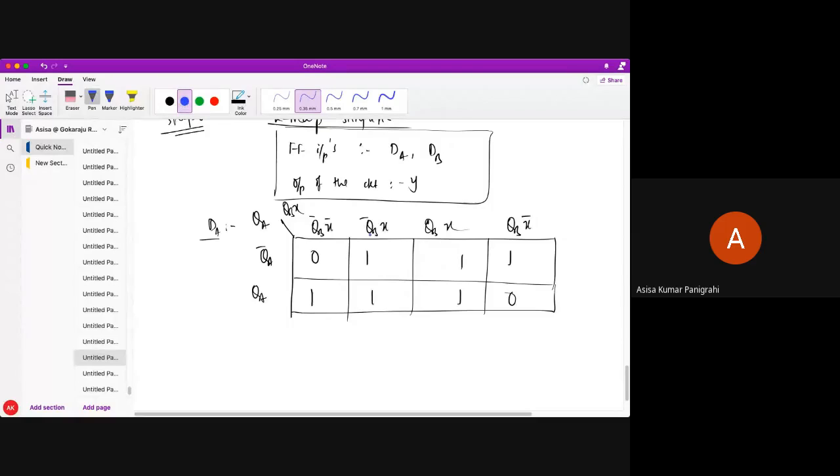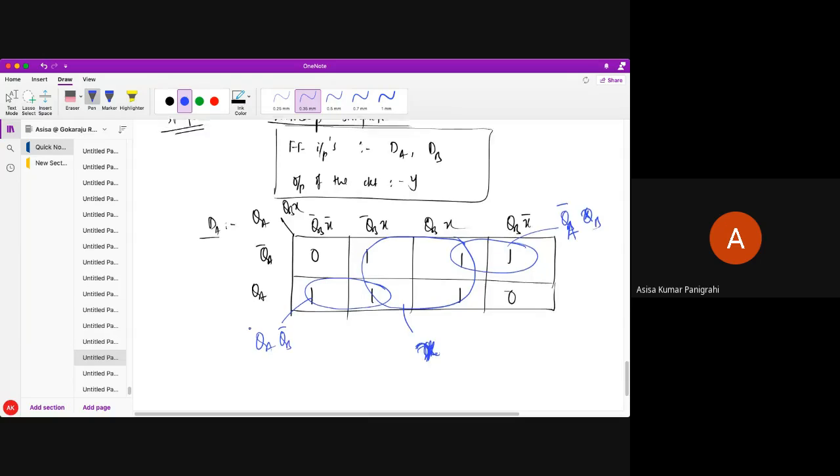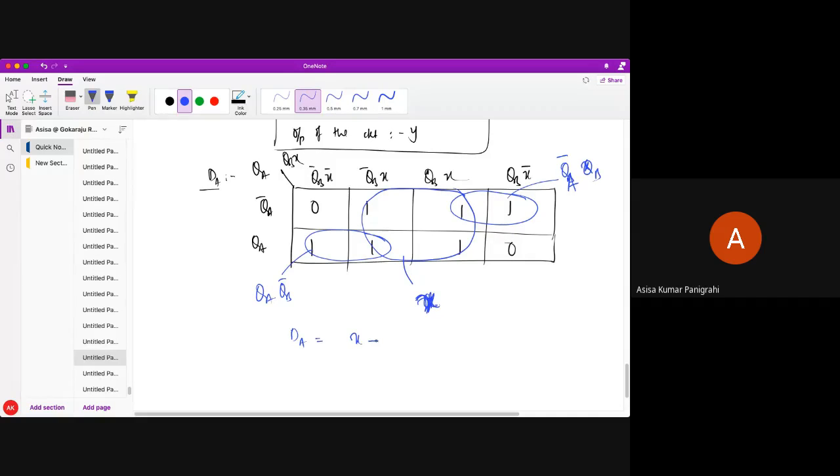So you can group it like this. You can have one grouping like this and one pair and another pair. Am I correct? For this I have got QX, only X. For this I have got QB bar, QB, sorry, QA bar, QA bar, QB. For this, QA, QB bar. So DA is nothing else: X, or QA QB bar, or QA bar QB. Which is nothing else but X, QA X or QB.